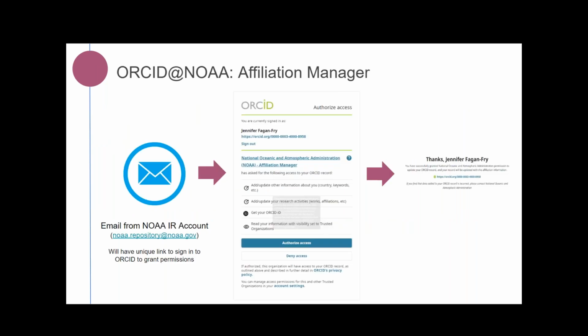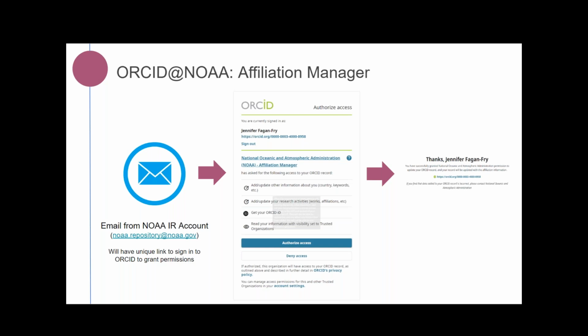So how this would look is you would receive an email from the IR account. In there, you would have a unique link that would take you to essentially this authorized access form that I have here. So I have granted NOAA, the library, permission to update and read and write from my ORCID profile. And this is what I received.